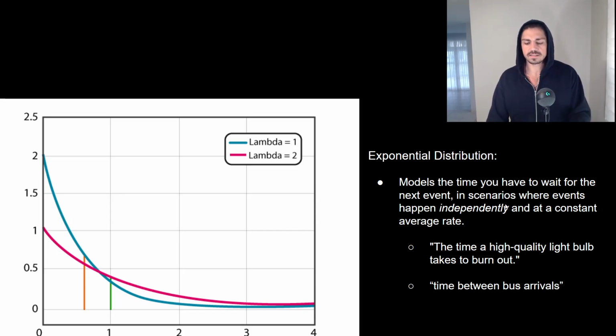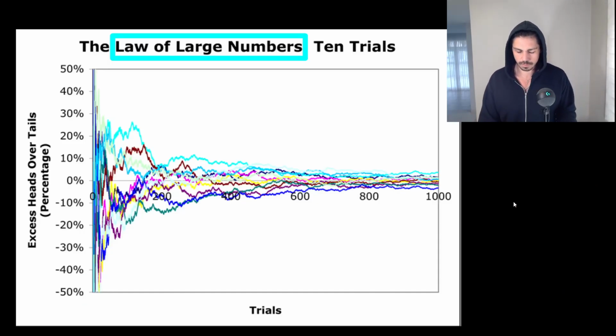have to wait for the next event in scenarios where events happen independently and at a constant rate. So the time a high quality light bulb takes to burn out, or the time between bus arrivals, right? This is also used to measure Pareto distributions. And if you know what those are, good. If you don't, go learn.